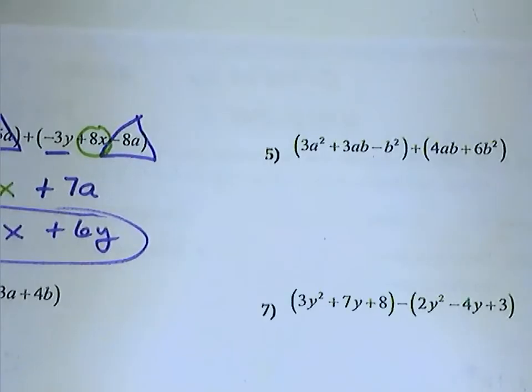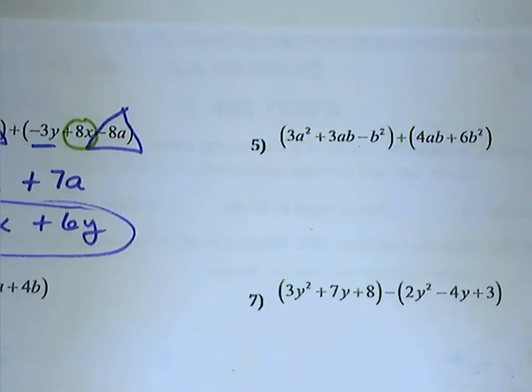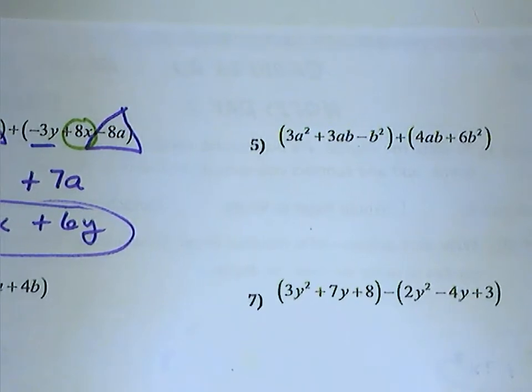All right, so I take a look. Number 5, see if you can figure this one out. I've got 3a squared plus 3ab minus b squared, and that's plus the binomial 4ab plus 6b squared. Look at the different terms that we have. We got an a squared, we have an ab term, and we have a b squared term. So put like terms together. So take a second, try number 5.